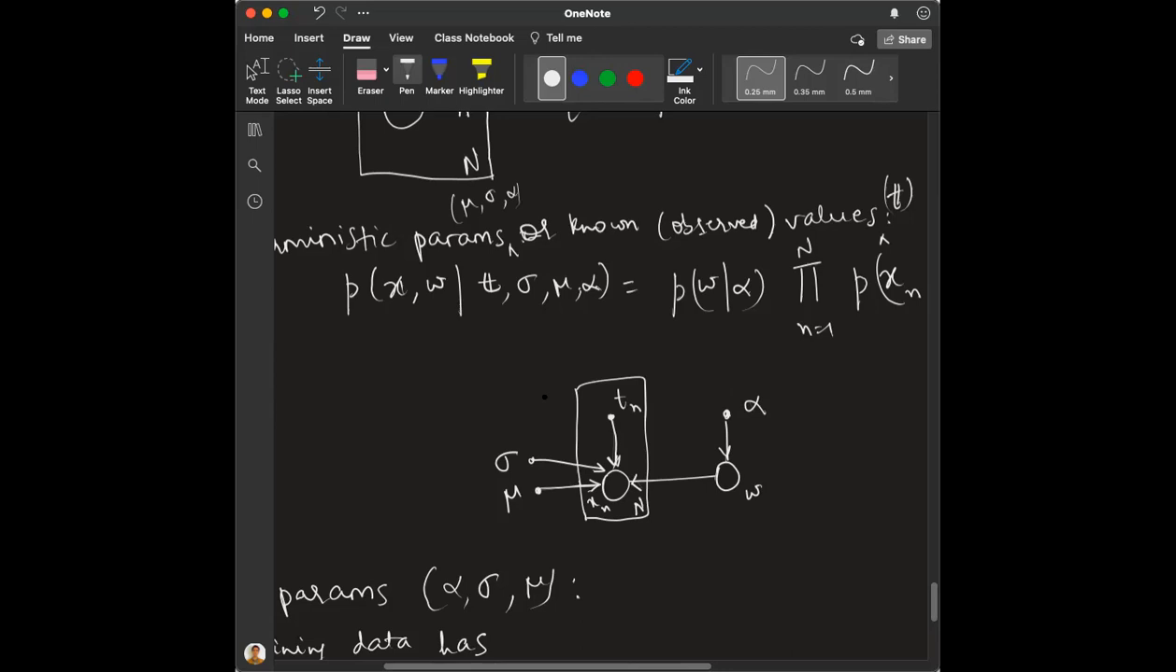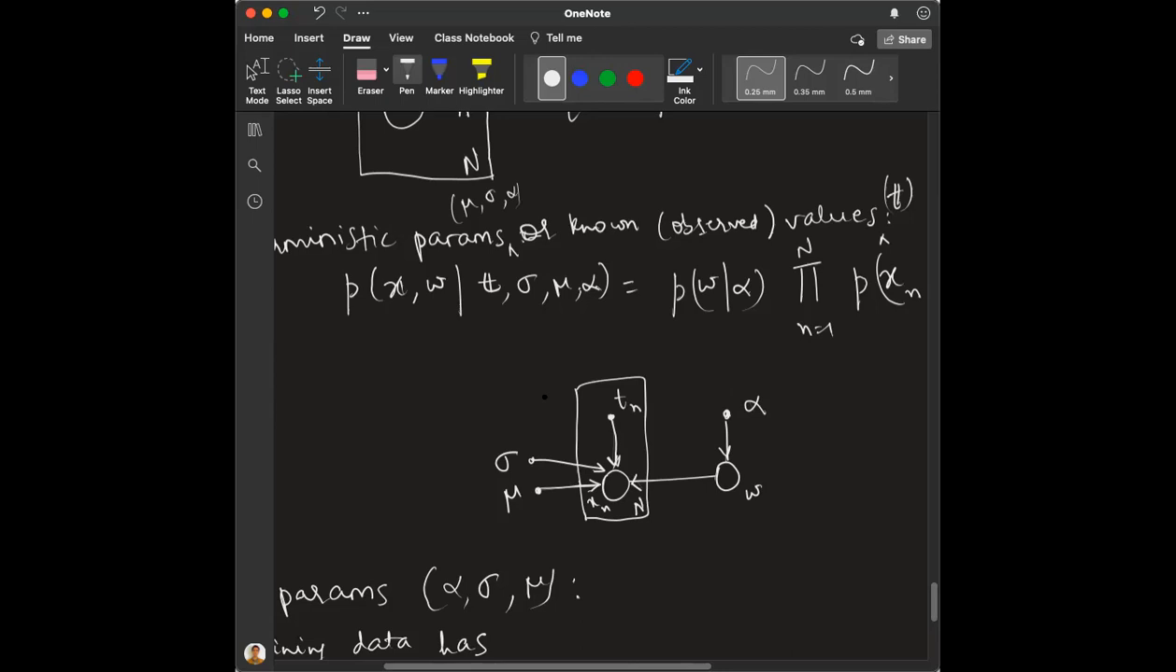Here alpha is a hyperparameter. It could be a hyperparameter, or it could be a tunable parameter. It could be anything, any kind of parameter which is determined for the model.